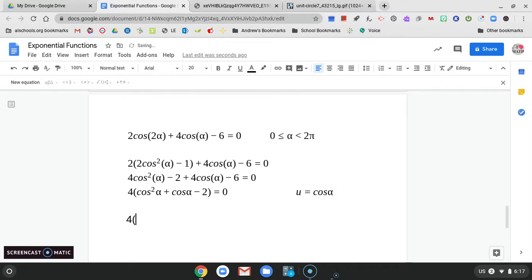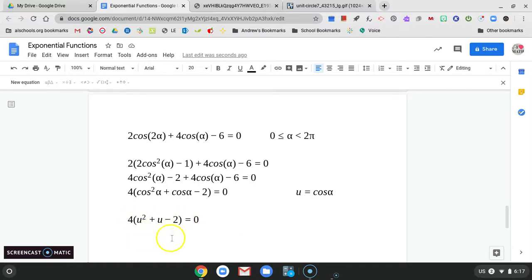What I'm left with is 4u squared plus u minus 2 equals 0. So I'm making that substitution. It looks more like a polynomial that we're comfortable with, and I can start addressing this. There's an equal sign, which means I can solve this for u.